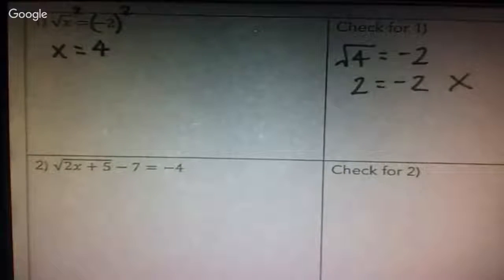Take a look at number 2. Okay, so wait, before. Is that extreme? Yes, that's extraneous. So it does not work. Okay, does not work.